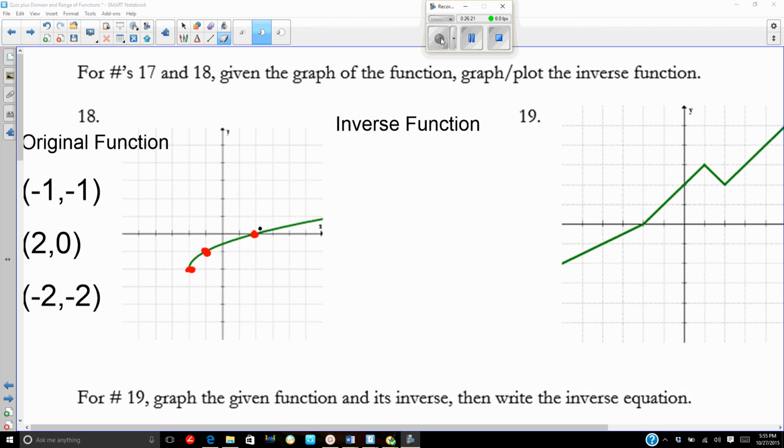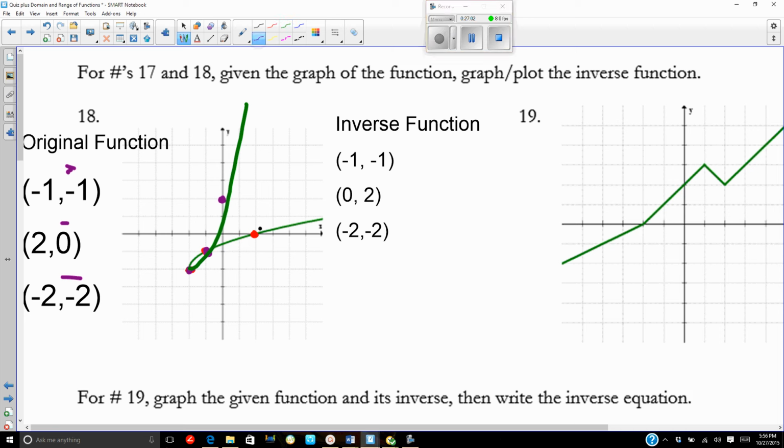So the 3 points I have graphed in red are right over here. And remember, to find the inverse function, we're just going to flip-flop the x's and the y's. And we flip-flop the x and the y's. 2 of those points stay the same. So -1, -1 stays the same, and -2, -2 stays the same. The point that differs is the point 0, 2, which goes right there. And then graph a sketch of the inverse function.